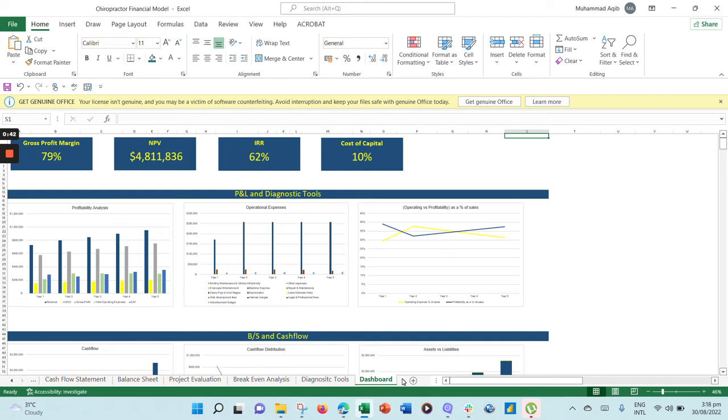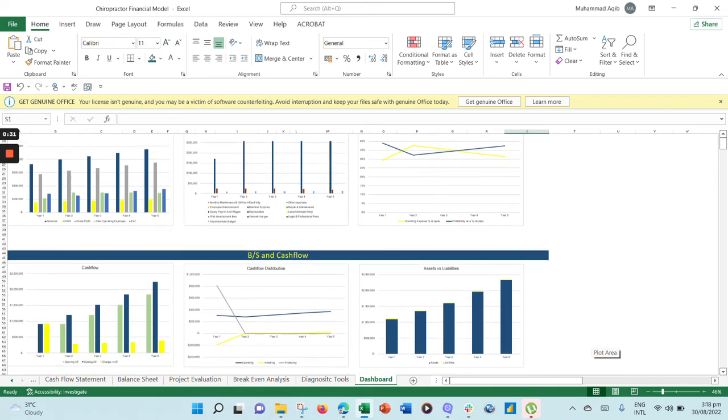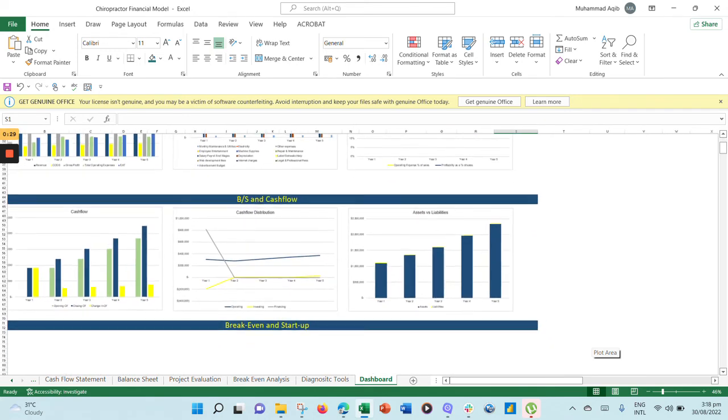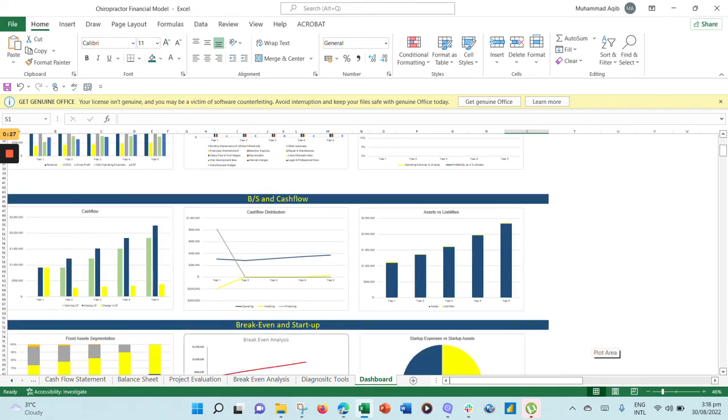Moving on to the dashboard, this gives a visual representation of the entire performance over the 5 years period. This allows a better representation using different charts as well as lines in order to evaluate the business's performance in different areas.